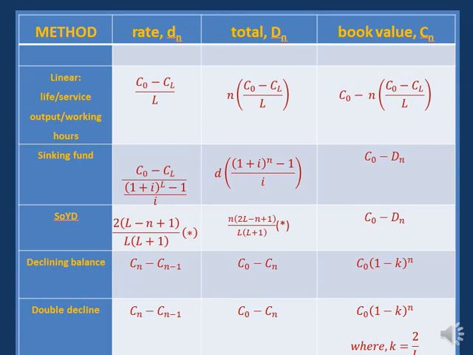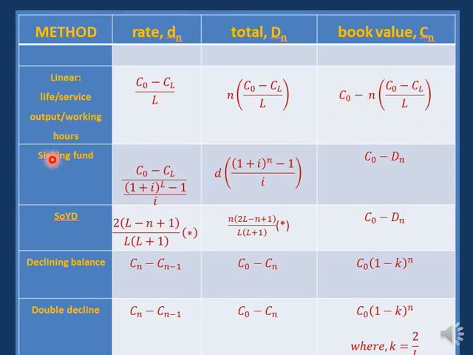Okay, I am now showing you the summary of the methods of depreciation. For the method of depreciation, we have linear, life, or service output method, or the output or the working method, or the working hours method. They all have the same formula. For the rate of depreciation, we have this formula. For the total depreciation, we have that formula. And for the book value, we also have this formula.